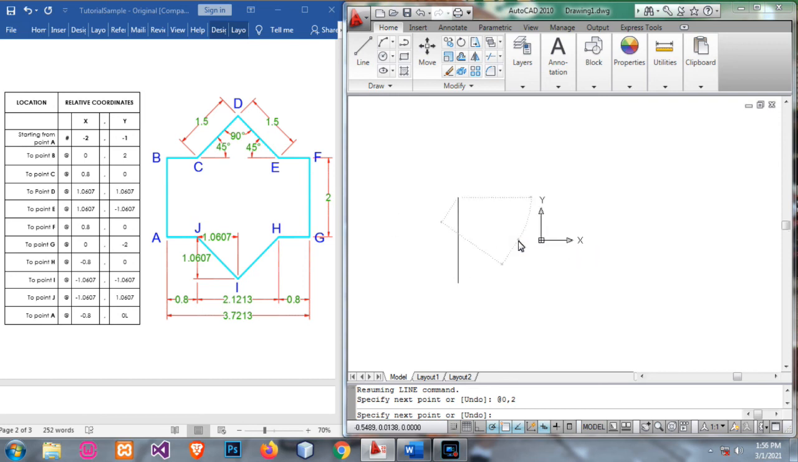Another thing is that we can actually omit typing the at symbol for relative coordinates, because it's already understood that when you type something in the command window without specifying the hashtag or at symbol, it will read the input as relative coordinates. So let's try without typing the at symbol. The next point from B to C is 0.8, comma, 0. Press enter. Alright, we have now a segment from B to C.